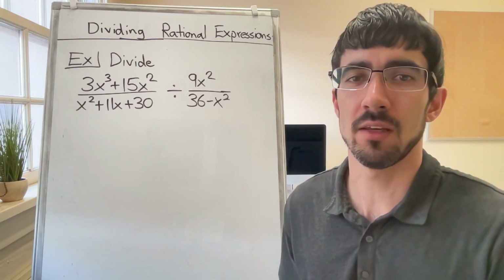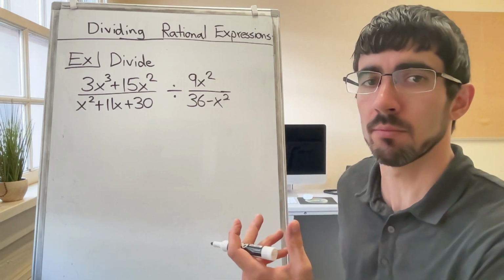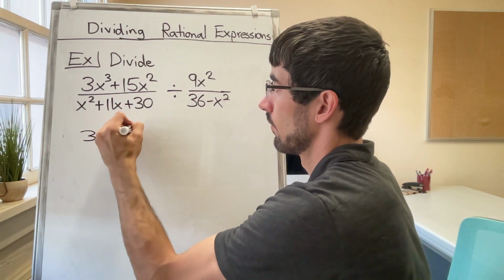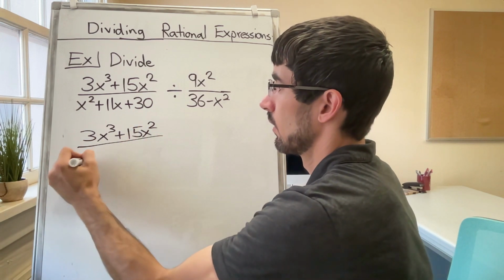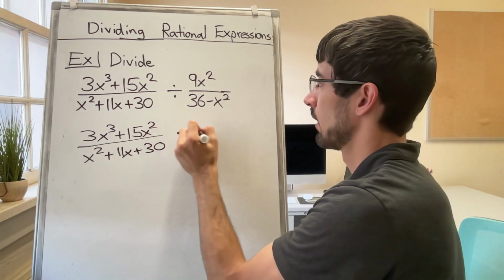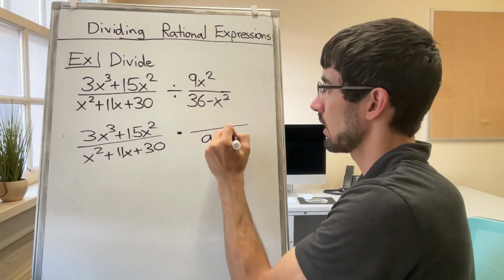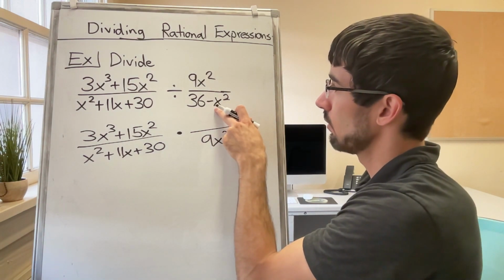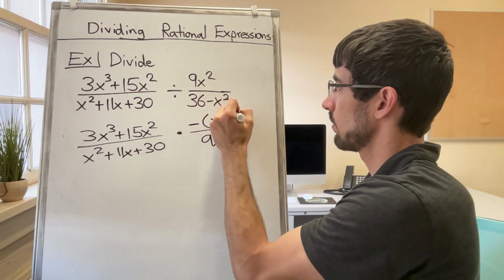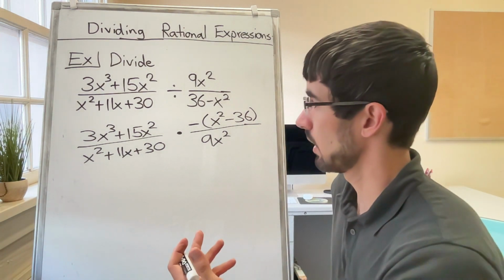Even with a more complicated rational expression, we just take one step to rewrite this as a multiplication problem. So I keep the first fraction the same. We'll rewrite that part. I change division to multiplication, and I take the reciprocal, or I flip the second fraction. So the 9x squared goes in the denominator. I'm going to rewrite this 36 minus x squared as the opposite, or the negative, of x squared minus 36. Now we're ready to divide out common factors and multiply across.